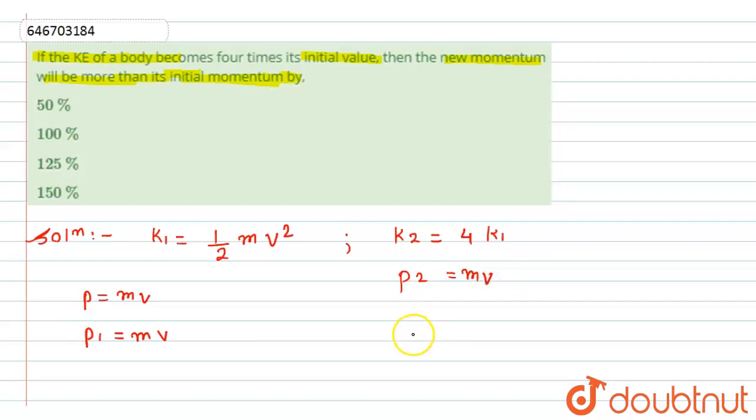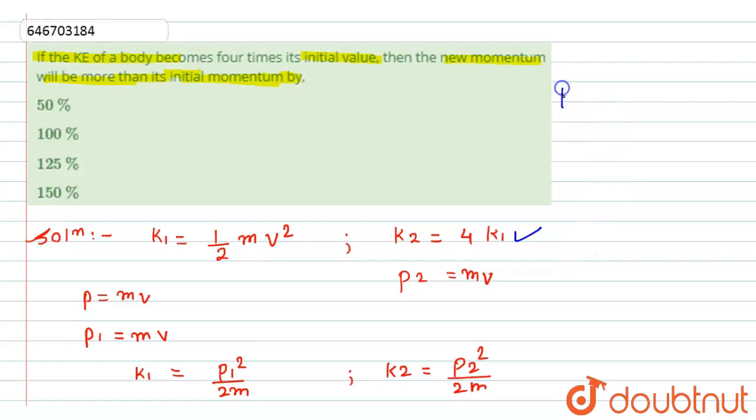Okay, so if we simply try to find out the kinetic energy in the form of this linear momentum, so from here we can write K1 will be equals to how much? That is P1 square divided by twice of m, and similarly this K2 will become equals to P2 square divided by twice of m. Okay, now we have to find here the new momentum will be more than its initial momentum. So first of all, we need to find here the relation between P1 and P2. So for that, we will use this relation, that is K2 is equals to 4 times of K1.